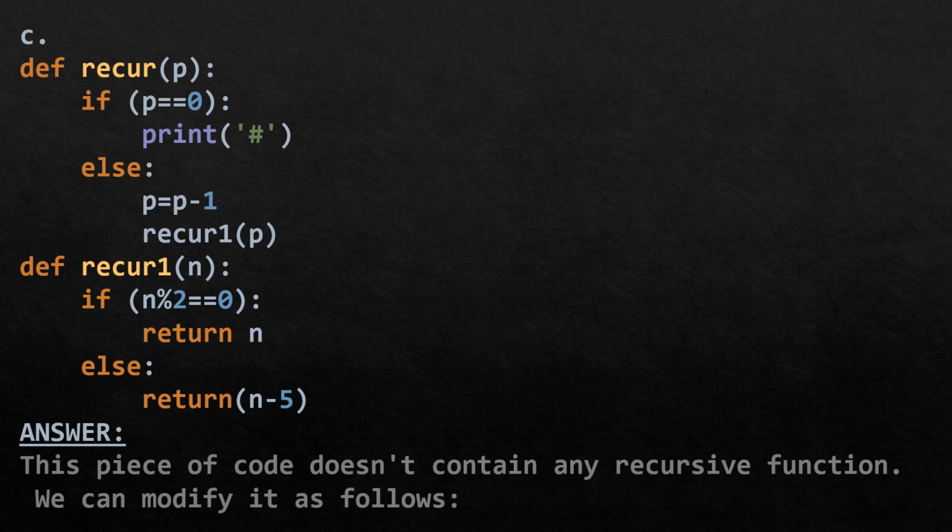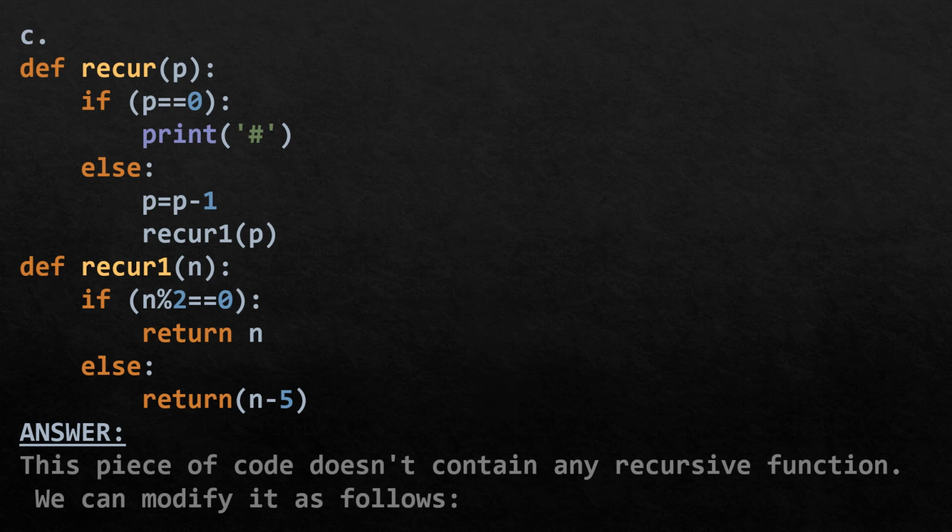You can see here this particular piece of code, def recur(p), which has the condition: if p equal to 0, print hash, else p is equal to p minus 1, recur1 of p. You can see here within the function definition of recur, we are calling the function recur1. That means a different function is called within another function. So this is not basically a recursive function call.